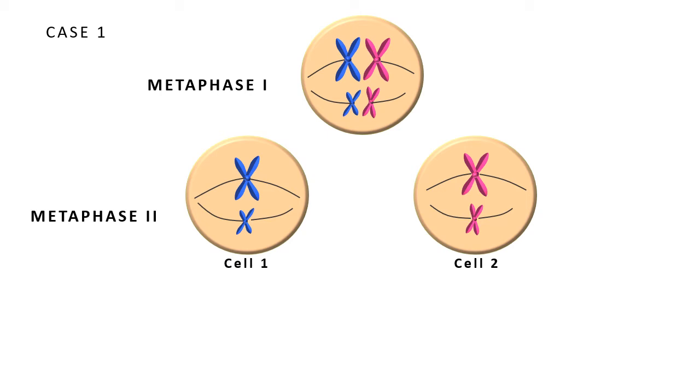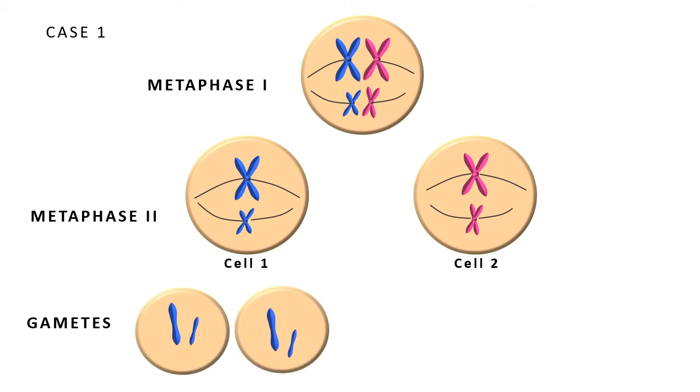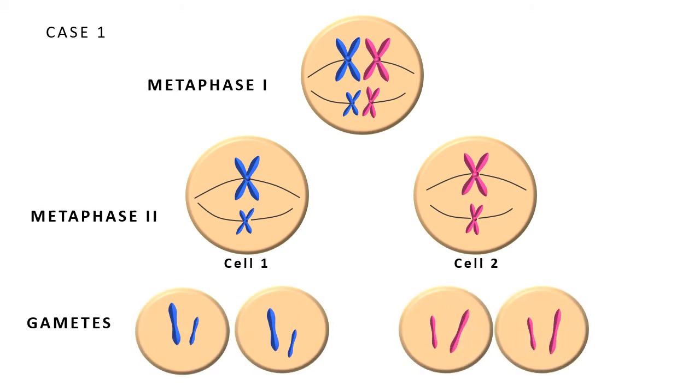Hence, upon completion of meiosis 2, cell 1 produces two gametes, each containing paternal chromosomes only, while cell 2 produces two gametes, each containing maternal chromosomes. In the end, 4 gametes were produced, 50% of which bear only paternal chromosomes, while the remaining 50% bear only maternal chromosomes.